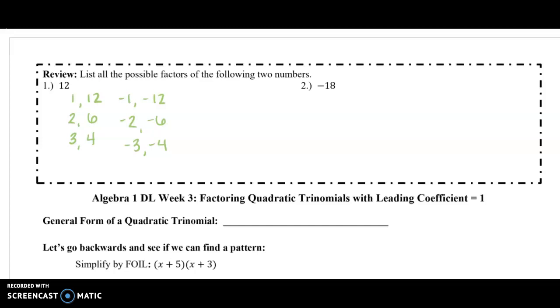Now for number 2, when we have -18, our options are a little different. It's -1, +18, or it could be +1 and -18. Then it's -2, +9, or it could be +2 and -9. Then we have -3, +6, or it could be +3 and -6. Okay, so it's the same numbers, but the signs can be a little different. And that really will be important and come in handy when we start getting into our notes for today.